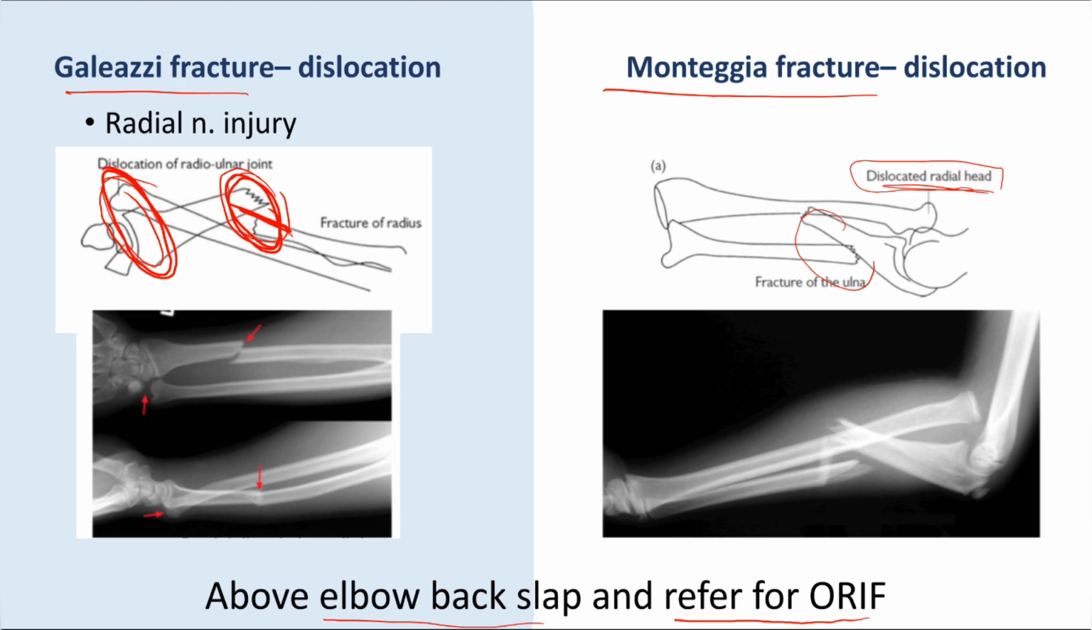It cannot be managed in the emergency department very well. Most of them are unstable fractures and cannot be well treated in the emergency department. The Monteggia fracture is medial. The medial bone is the ulna, so there is ulnar fracture, just to remember that.